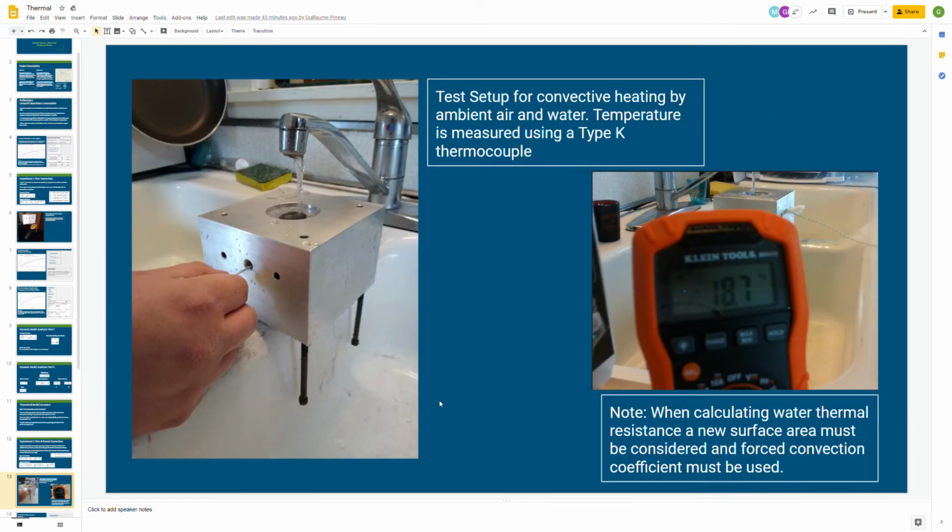So we went and tested. What we did was we took the block right out of the freezer and put it on the sink top. We flowed a consistent flow rate of water through the through hole, where the bottom of the through hole is partly obstructed. About every 20 seconds we stuck this type K thermocouple into this hole here, and we measured its temperature.